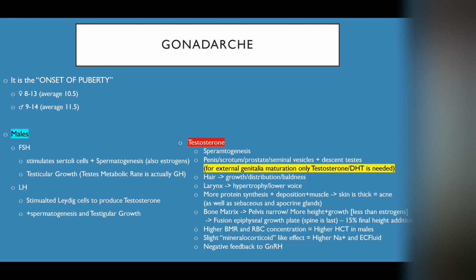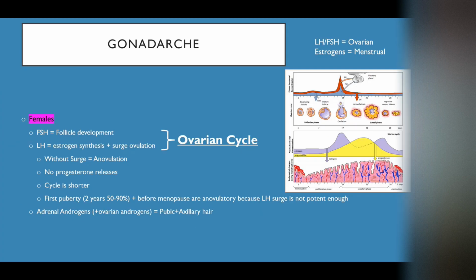Also, bone marrow cells, higher hematocrit in males. That's just testosterone. Estrogen has no effect on the red blood cells, so lower hematocrit. That's your testosterone. And for females, ovarian and menstrual cycles, right? Estrogen, menstrual, LH, FSH, ovarian. Yes, LH surge. So FSH and LH are your ovarian cycle. Remember anovulatory cycles. Do you know what that means? An anovulatory cycle.